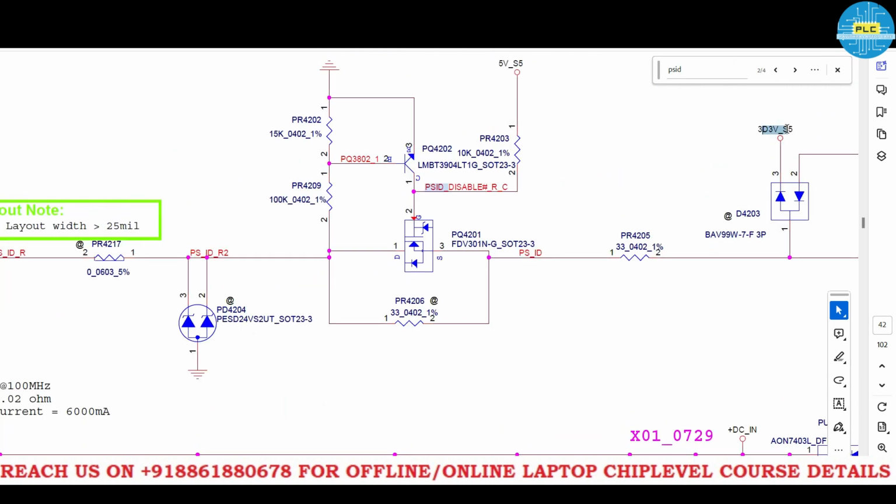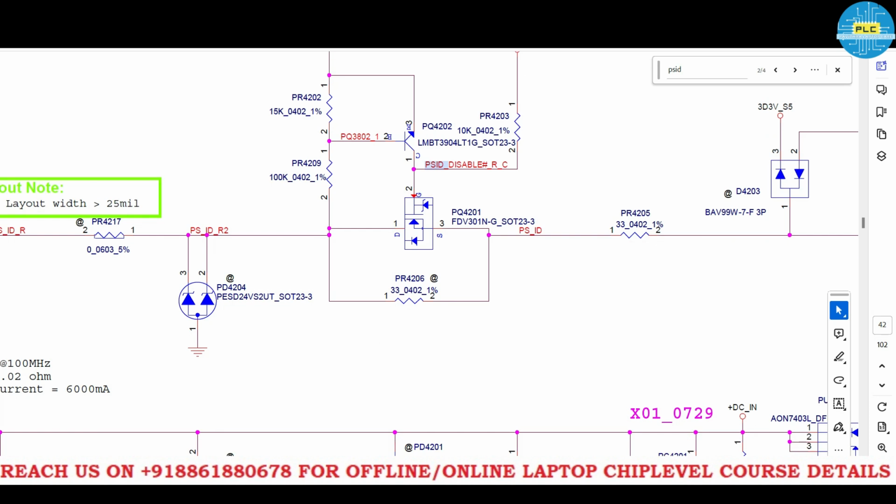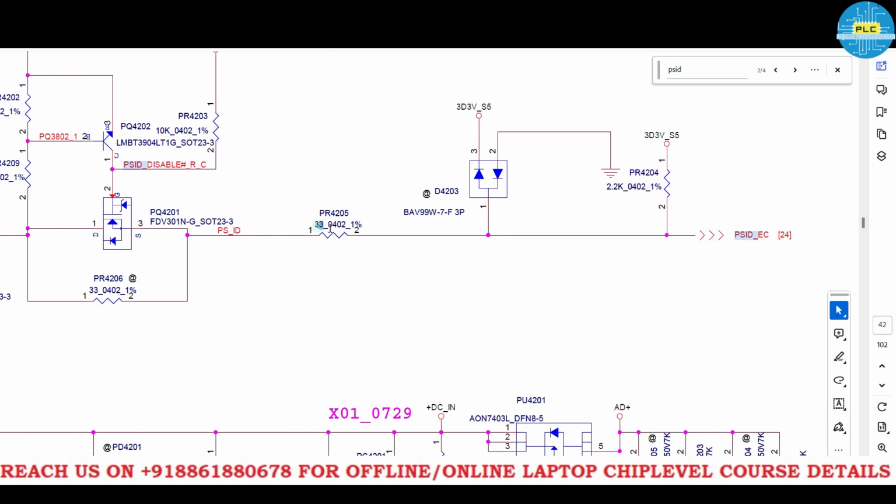Here 3 volts, 3.3 or 5 volts, anything they can apply, but greater than this voltage. You please note down. It should be greater than this voltage. And here 5 volts PSID, and here 33 is common, and 2.2K is the common thing.